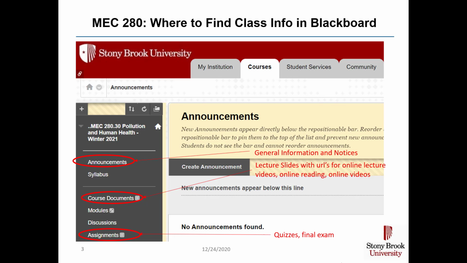I only use 3 places to find information in Blackboard. There's the announcements section where we have general information and notices, and also announcements about quizzes and exams that are posted. The lecture slides, which have the URLs for the online lecture as well as the online reading and video assignments, are put in course documents, and you go to the assignments section to find the quizzes and final exams, and of course you go to my grades section to see how well you did on the quizzes and on the final exam.